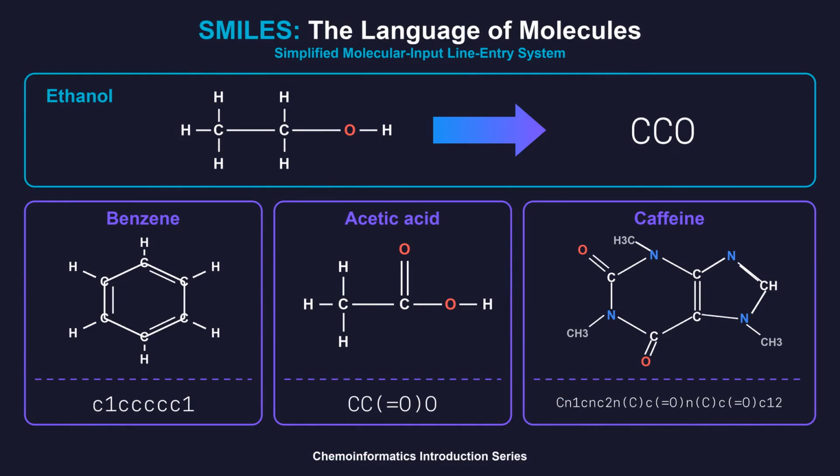SMILES stands for Simplified Molecular Input Line Entry System. It's a way to represent molecular structures as text strings. The beauty of SMILES is its simplicity. Ethanol, which is the alcohol in beverages, becomes just 3 letters: CCO. Benzene, the famous aromatic ring, is written as c1ccccc1, where the lowercase c indicates aromatic carbons and the numbers mark where the ring closes. Even complex molecules like caffeine can be represented as a single line of text. This text representation is crucial because it allows molecules to be stored in databases, searched, and processed by computers.